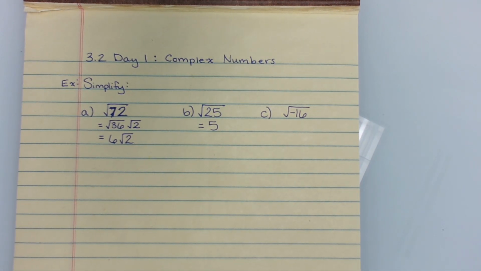Square root of negative 16. Not possible. No real solution. No real solution implies I asked you to solve. Did I? I don't know. No solution implies I asked you to solve. 4. It is not negative 4.